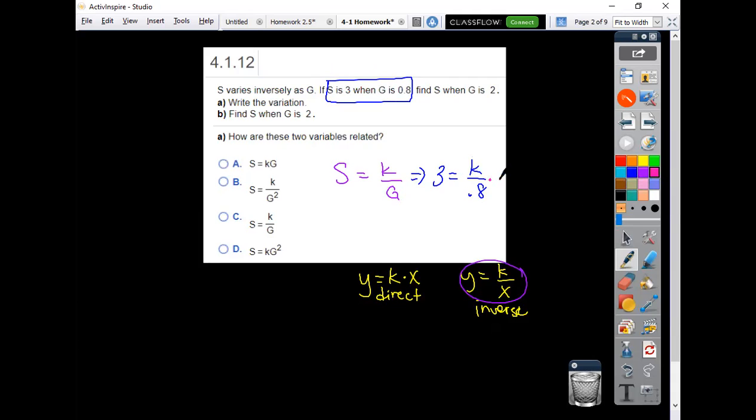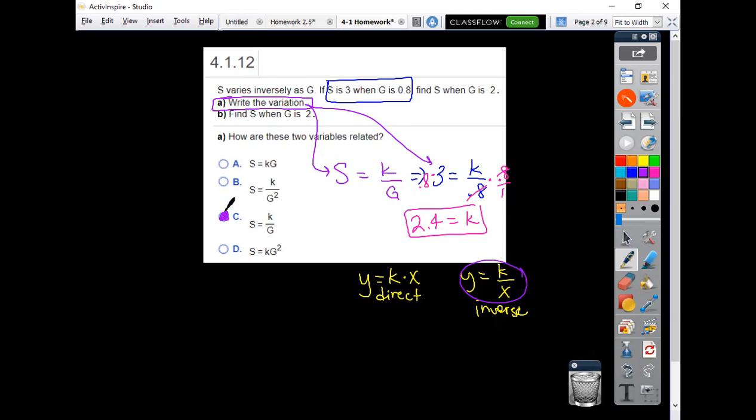If I multiply by the 0.8 to get those to cancel, if you will, and I multiply this side by my 0.8, I believe that's 2.4. So my K, anywhere in this one problem now, always has to be 2.4. Then I use that together with this. So to write the variation would be here or here, whichever form. And so what we see, S equals K over G, that would be here.